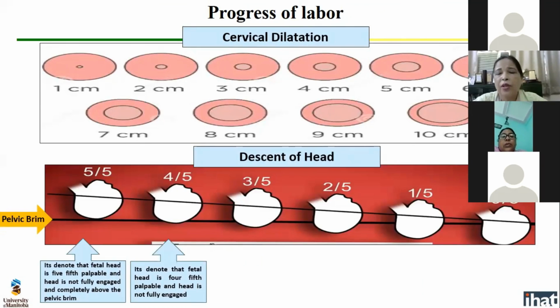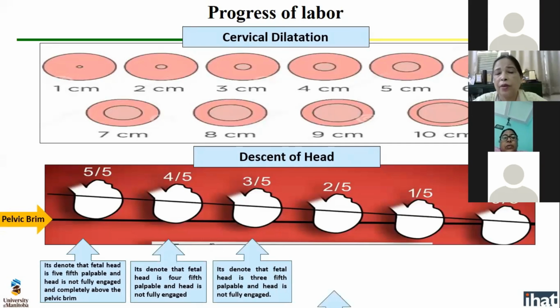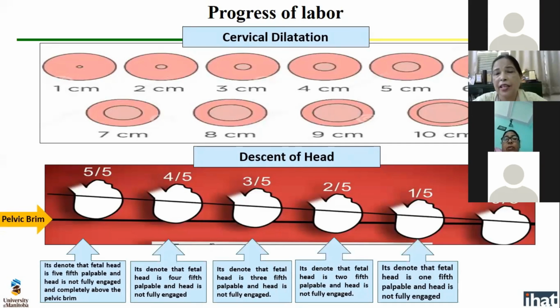Now we have to ascend. We also have to see, for the progress of labor, what things we have to look at. We have to see the cervical dilatation and we have to see the descent of the fetal head. Again there was a question, what do we have to see for progress of labor? So we have to see dilatation, along with that effacement. Dilatation and descent of the fetal head are also important.